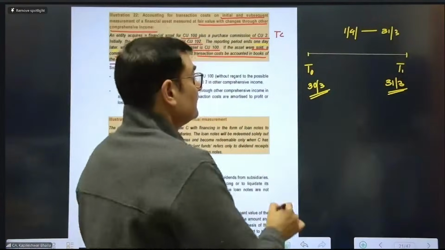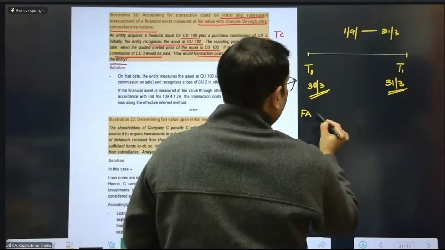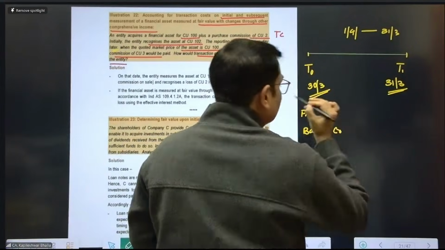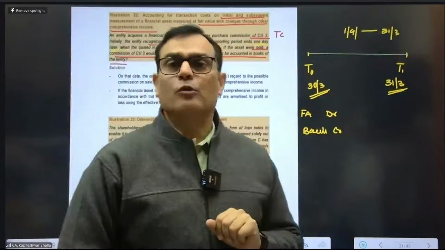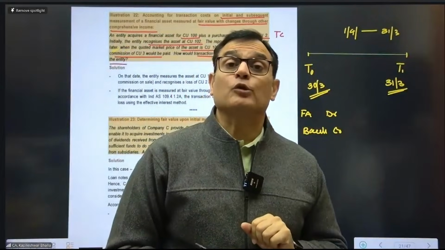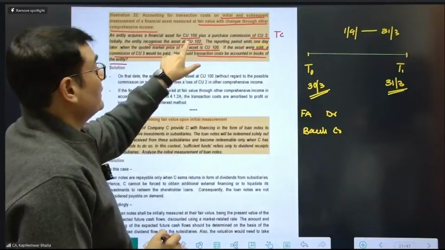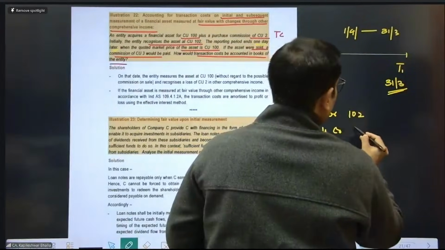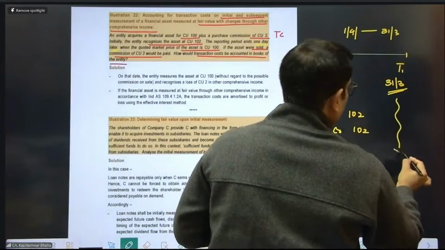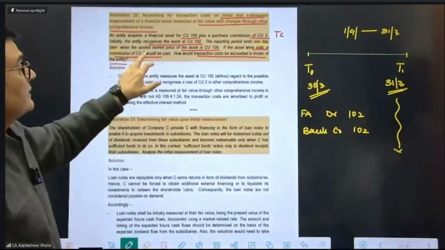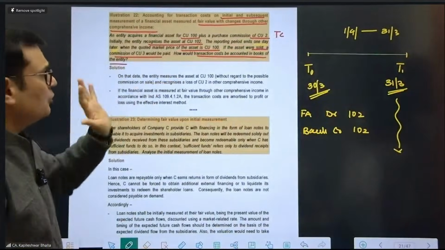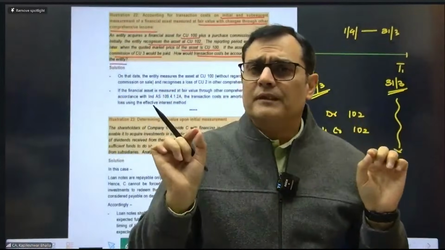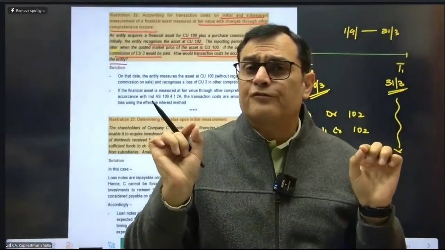Now, what we need to do? So you put the entry: financial asset gets a debit and bank gets a credit. The TC will be added to the initial recognition because it is FVTOCI. So 100 is the fair value plus 2 is the TC. This is recorded at 102. Now, at the end of the year, it says the fair value is 100. Now, you would have paid a commission of 3. I'm not concerned, because at the end of the year, I am supposed to record at fair value.